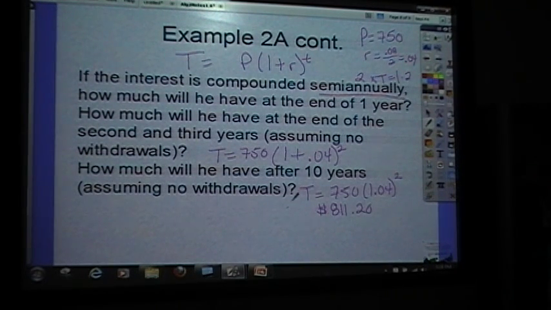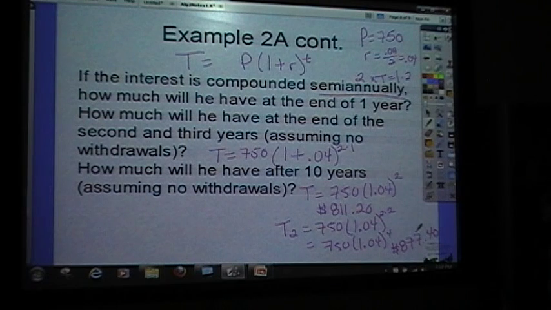Okay, now the second year. So now we're looking for the second year, t sub 2, let's say. Well, 750 is going to stay constant. This 1.04 is going to stay constant. The time is going to affect this. This was 2 times 1 for 1 year. Now it's going to be 2 times 2 for that second year, which is going to be 4. 1.04 to the 4th power. And now we plug that in and we get $877.40.